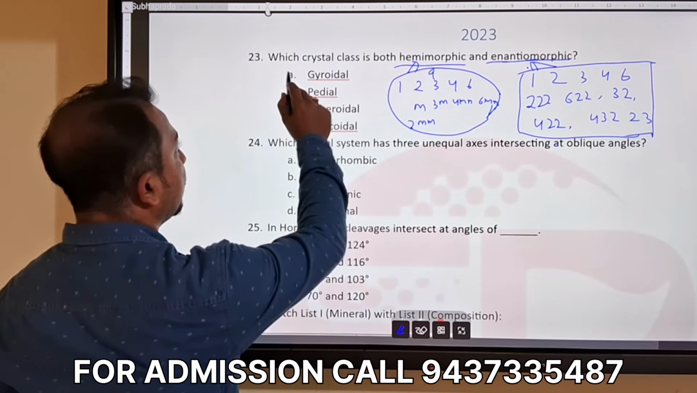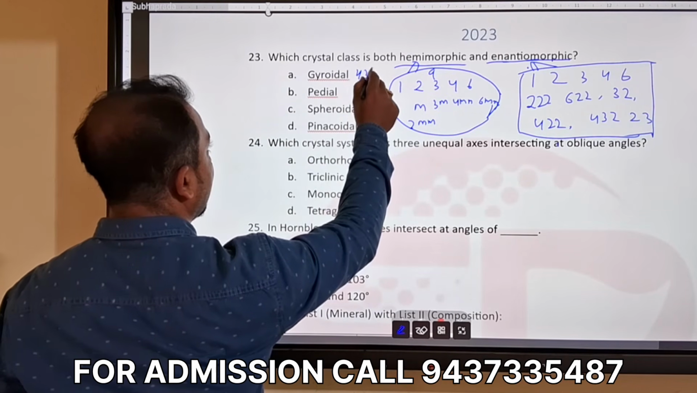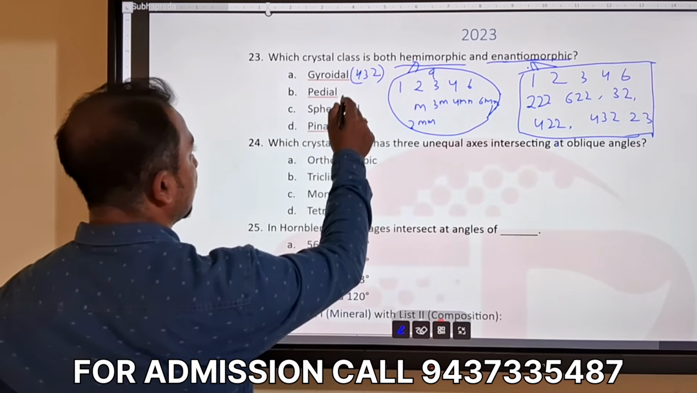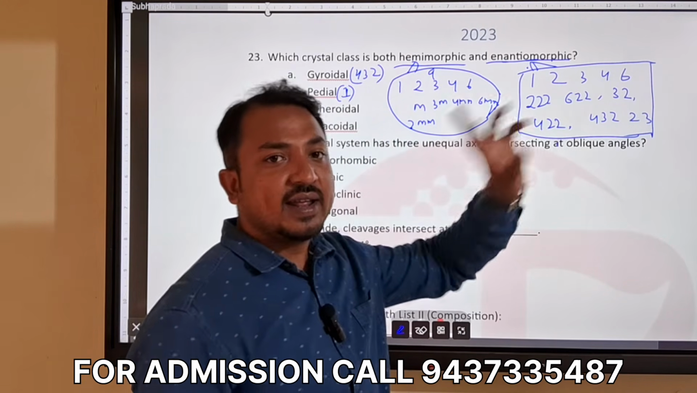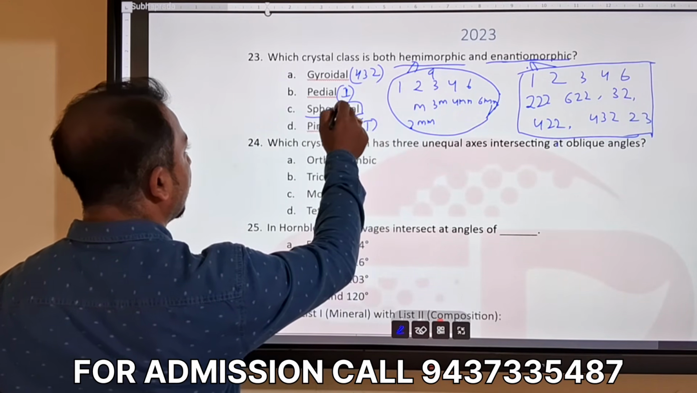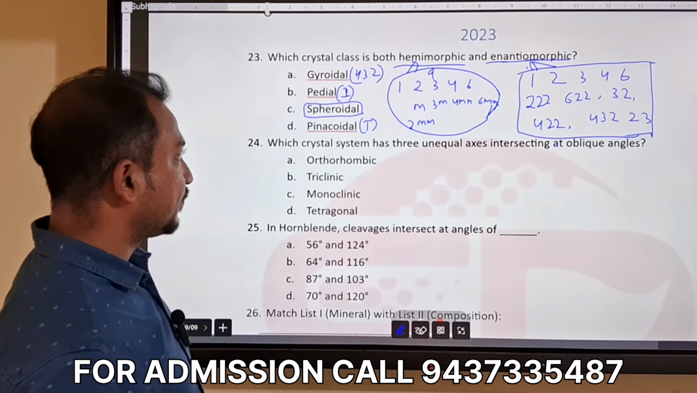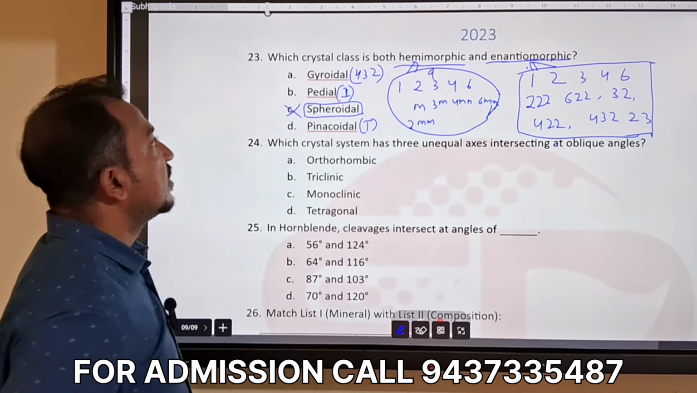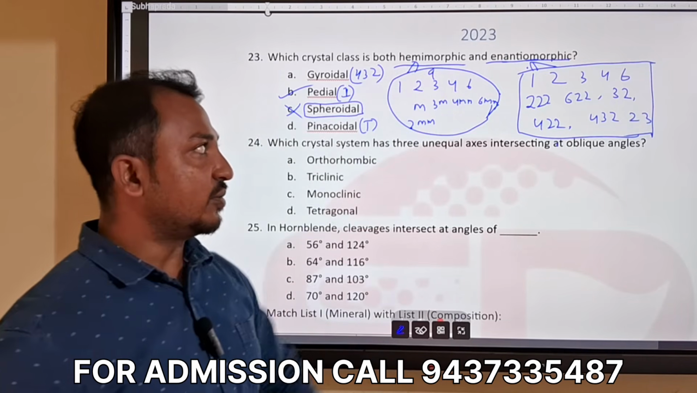So among these, which crystal is both hemimorphic and enantiomorphic? Gyroidal has a symbol of 4, 3, 2, so it only belongs to enantiomorphic form. Then pedial. Pedial is your 1, so it belongs to both hemimorphic and enantiomorphic. Pinacoidal is 1 bar. There is no such form called spheroidal. It can be sphenoidal; the sphenoid is not written spheroidal. So there is no such class. So the answer will be pedial, which is both hemimorphic and enantiomorphic.